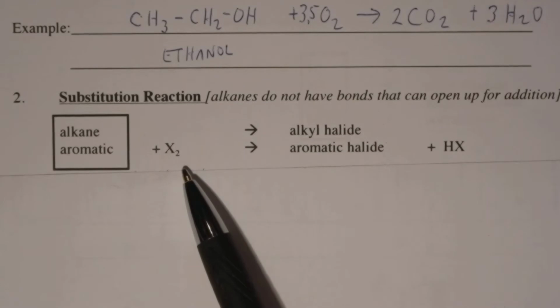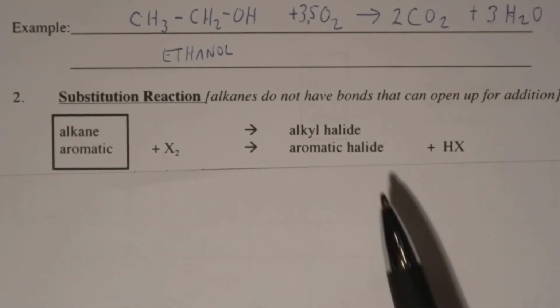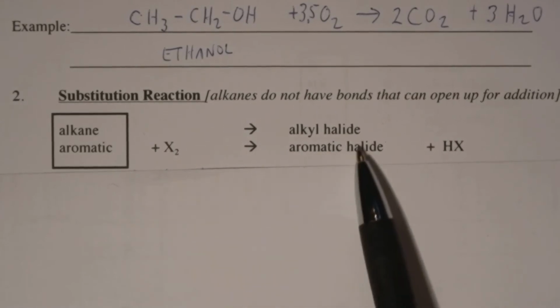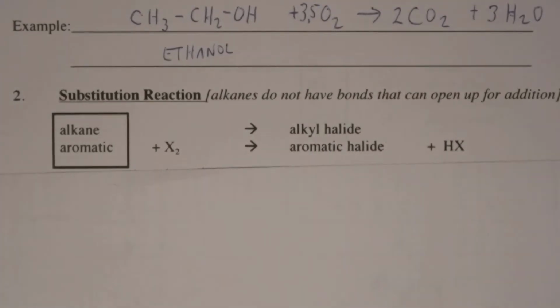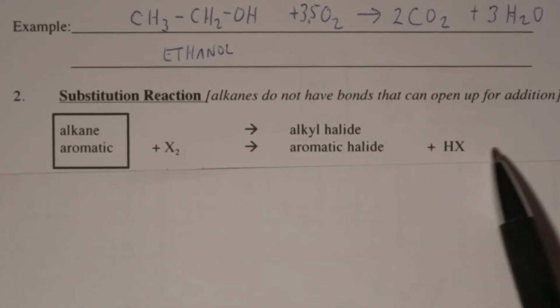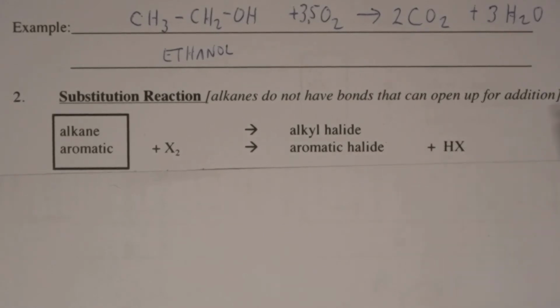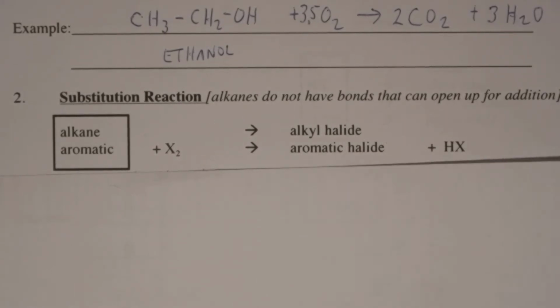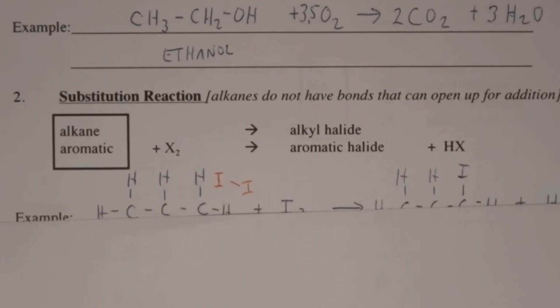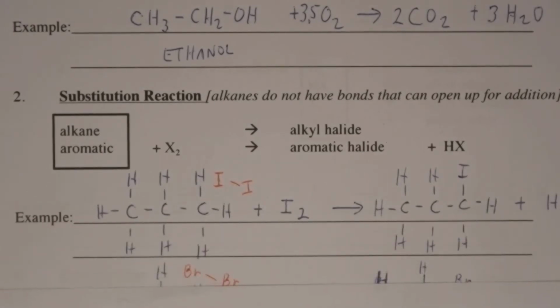So when we add X2, the X represents a halogen. Substitution means we're going to make two products. A halogen is going to go on to the alkane or the aromatic, and HX will be transported away. So that's the pattern we're looking for in substitution. And here I've drawn out two examples. We'll look at one and then the next.